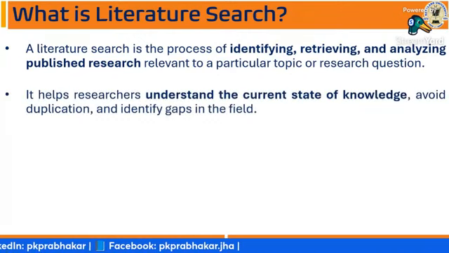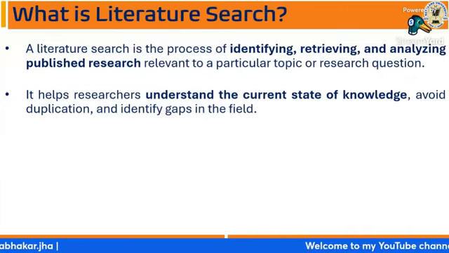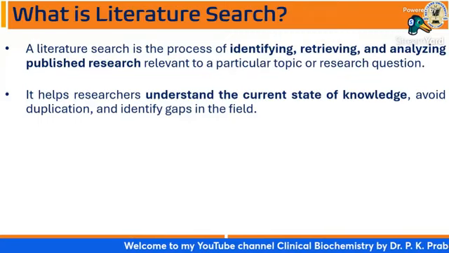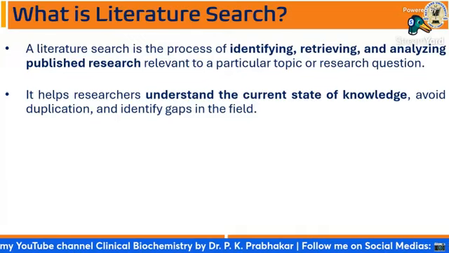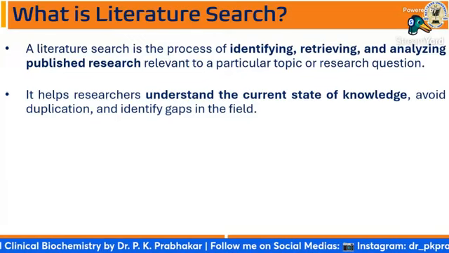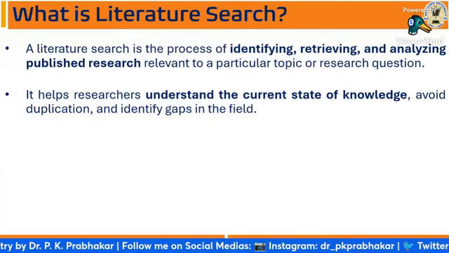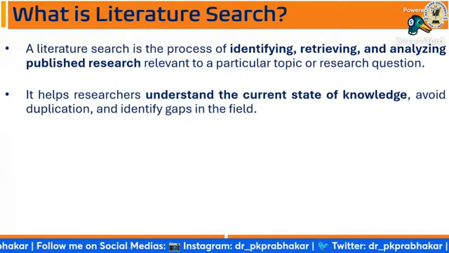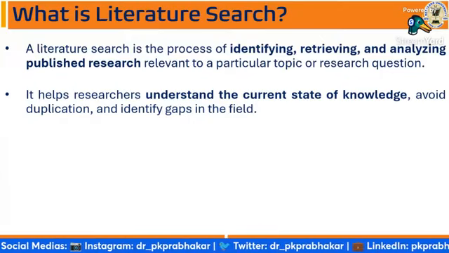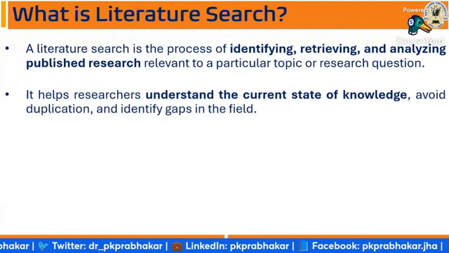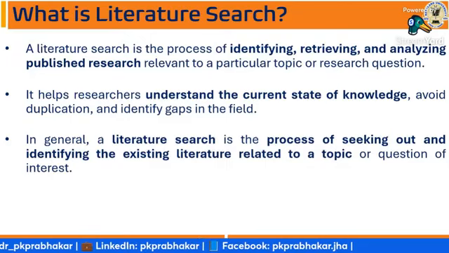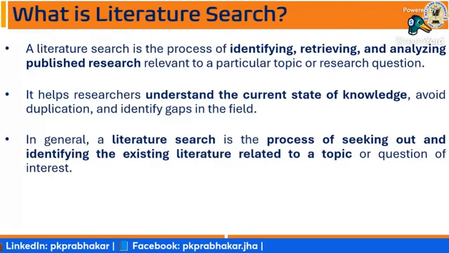Literature search normally helps researchers to understand the current state of knowledge on that particular topic, avoid duplication, and identify the research gap in the field. A research gap is whatever has not been done yet, the things that are left. That is called a research gap. So literature search helps us identify research gaps. The more literature search we do, the better research gap we can find, so our questions will be that much better.